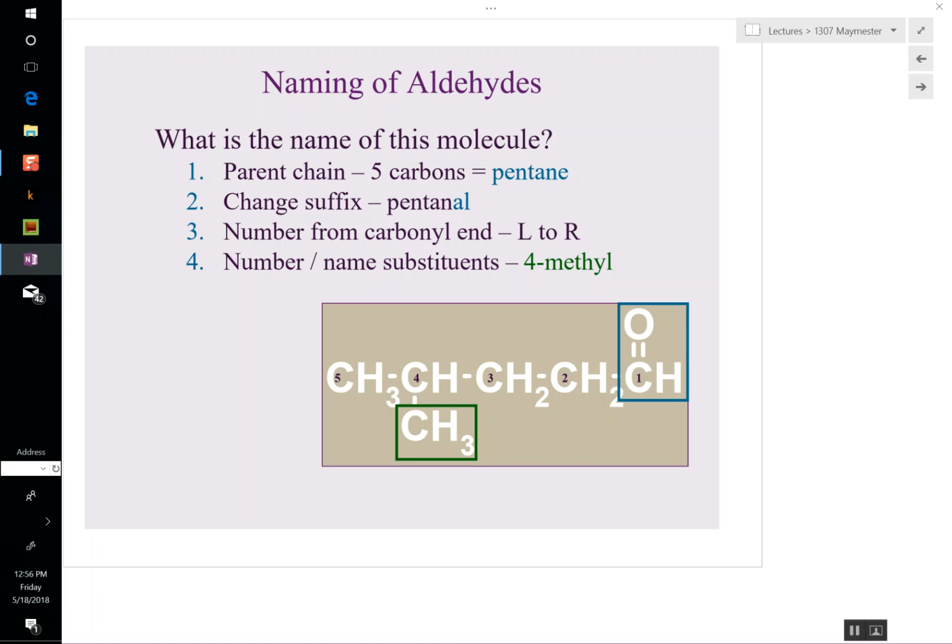All right. So it is an aldehyde. It's got 5 carbons long, so it is pentanal. Pentanal. That's the first thing you want to figure out is the parent name of the molecule. Although we're not going to call it 1-pentanal, wherever that aldehyde is carbon number 1. We start counting from that end. 1, 2, 3, 4. So we have 4-methyl pentanal.